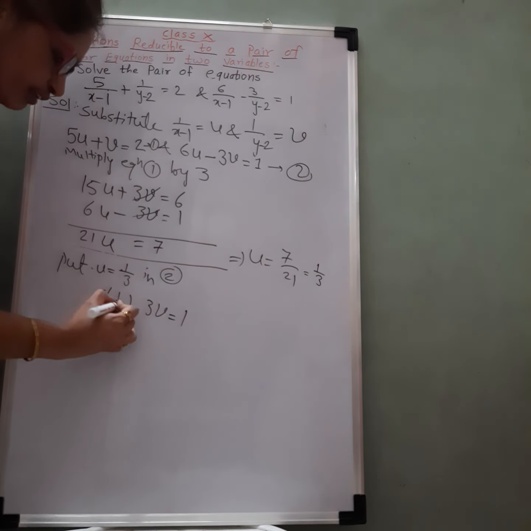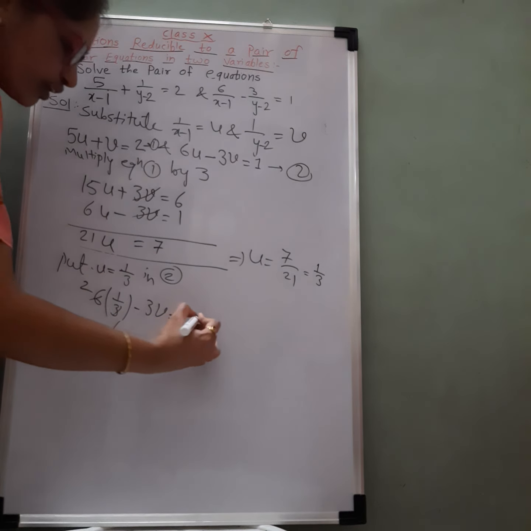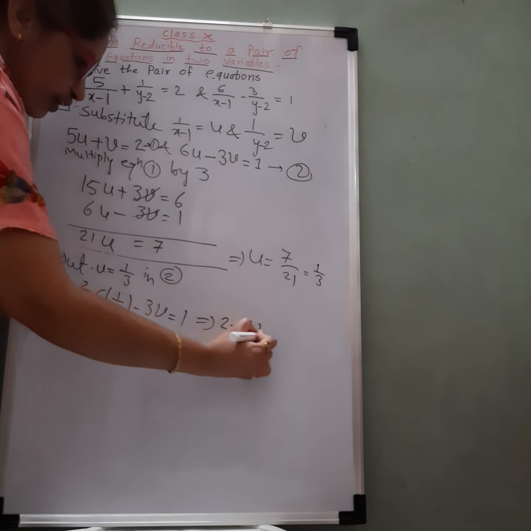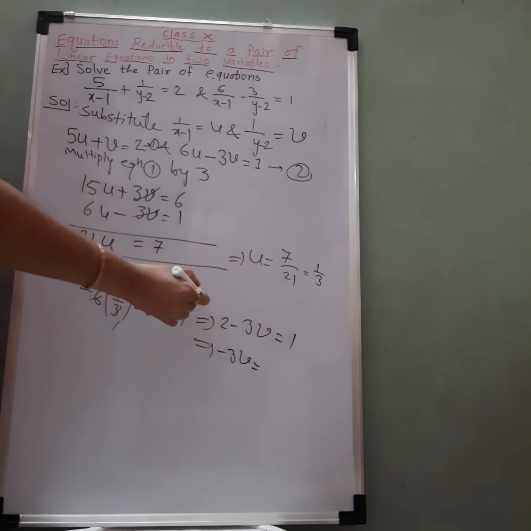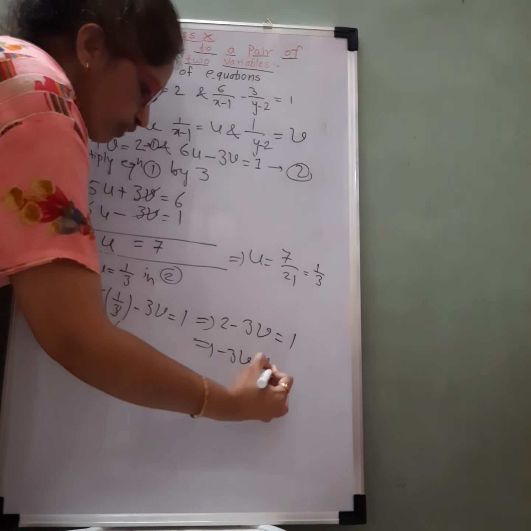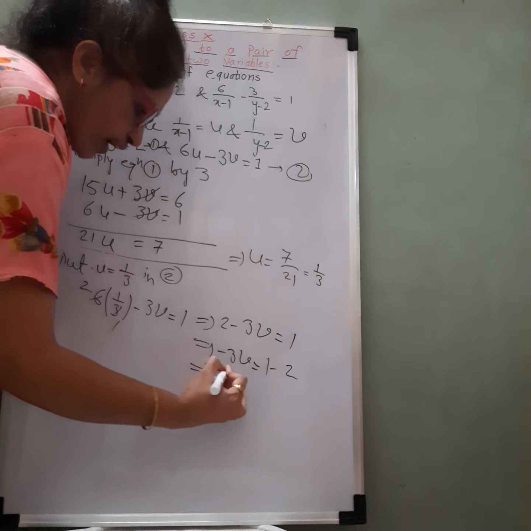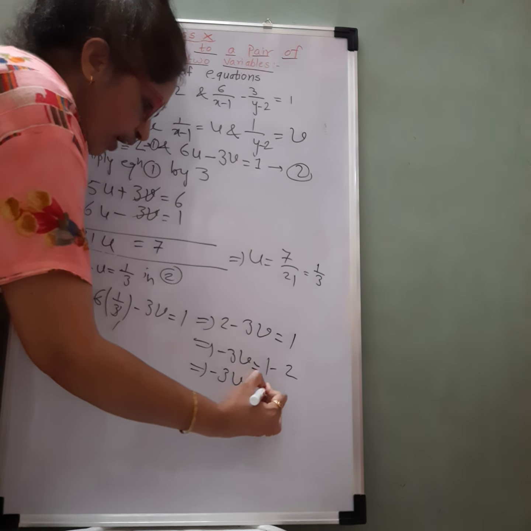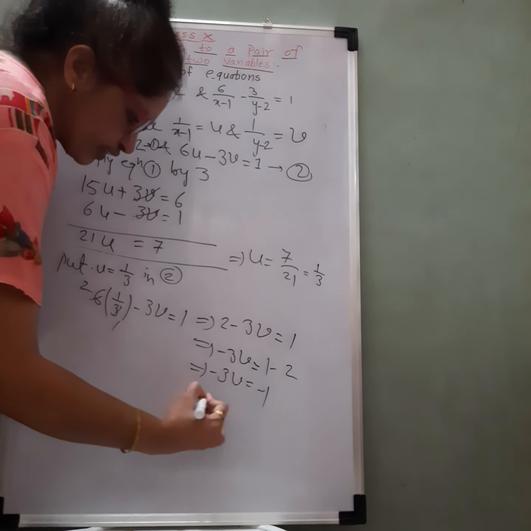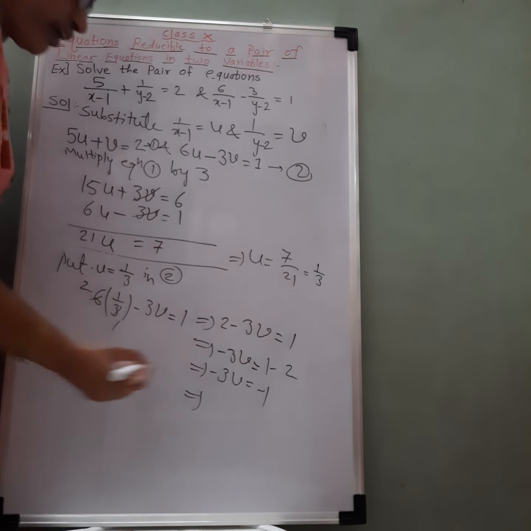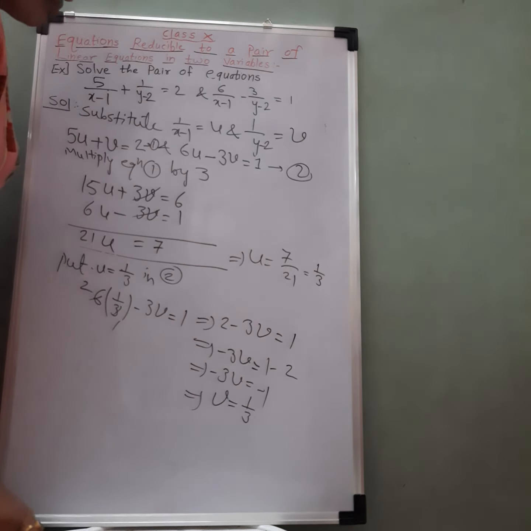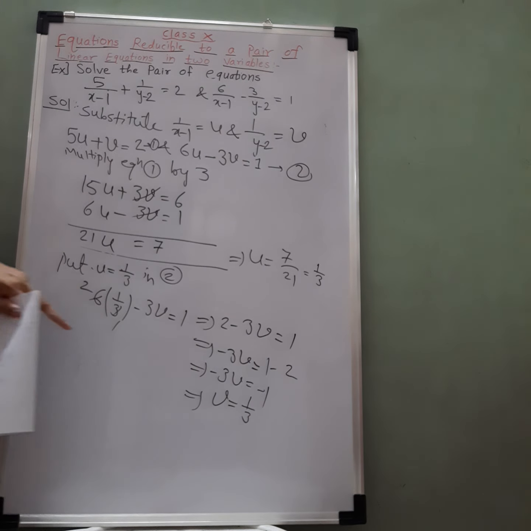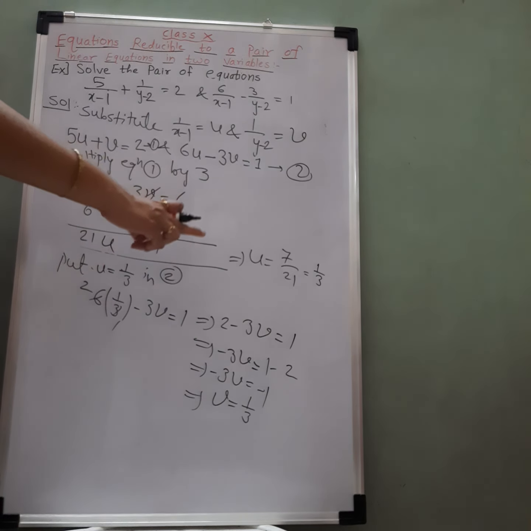This implies, here 3 1s are 3, 3 2s are 6. This implies 2 minus 3v is equal to 1. This implies minus 3v is equal to 1 minus 2, transposing 2 to the RHS, so this plus 2 will become minus 2. So this implies minus 3v is equal to minus 1. Since the negative sign is on both sides, v is equal to 1 upon 3.